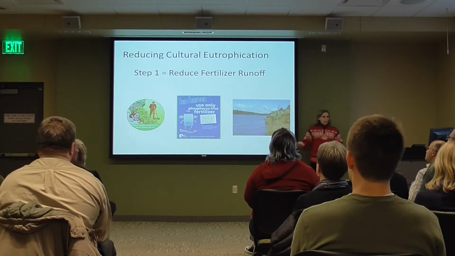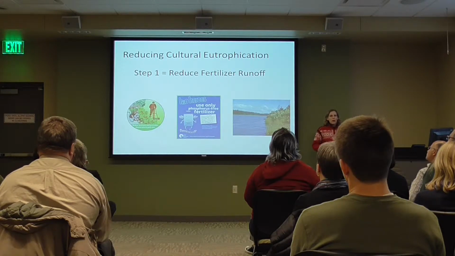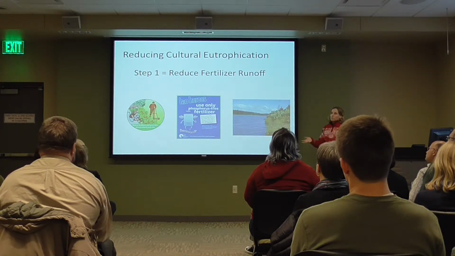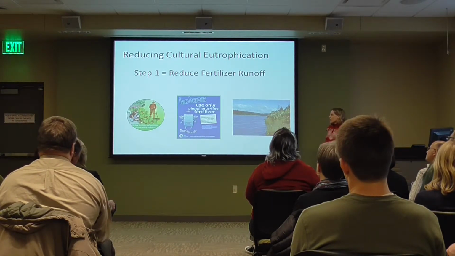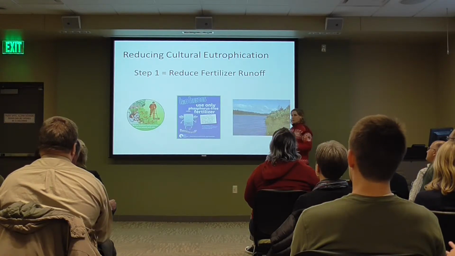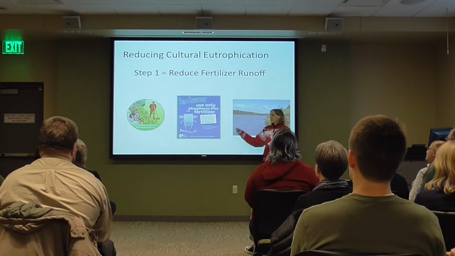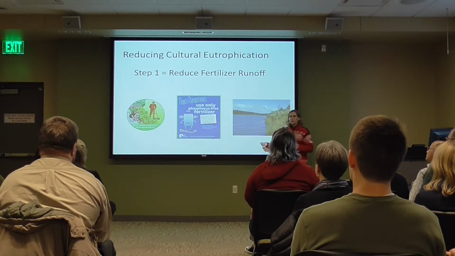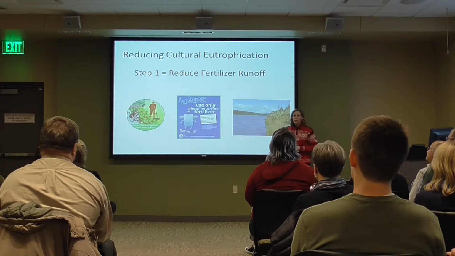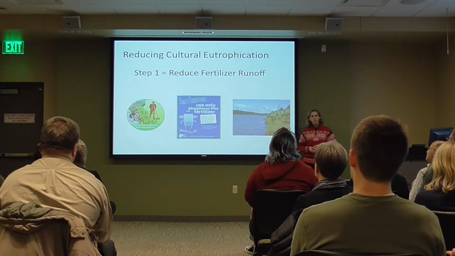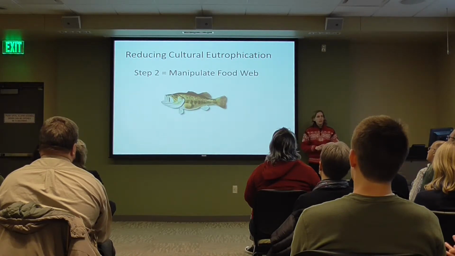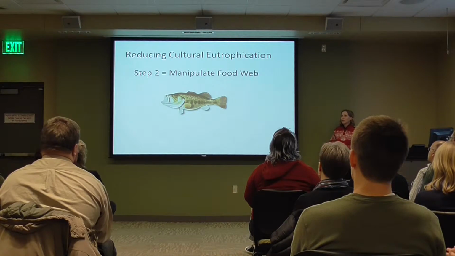So our first step that we can do is reducing fertilizer runoff. One of the ways to do that is to use less fertilizer. That's a pretty easy one, hard for our farmers, hard for our gardeners. We can also use fertilizer that has less phosphorus in it. Phosphorus is the one nutrient that is going to help stimulate algal growth in our freshwater bodies. Lastly, we can encourage the growth of native vegetation around our water bodies as well to prevent any of that runoff from actually making it into the water.